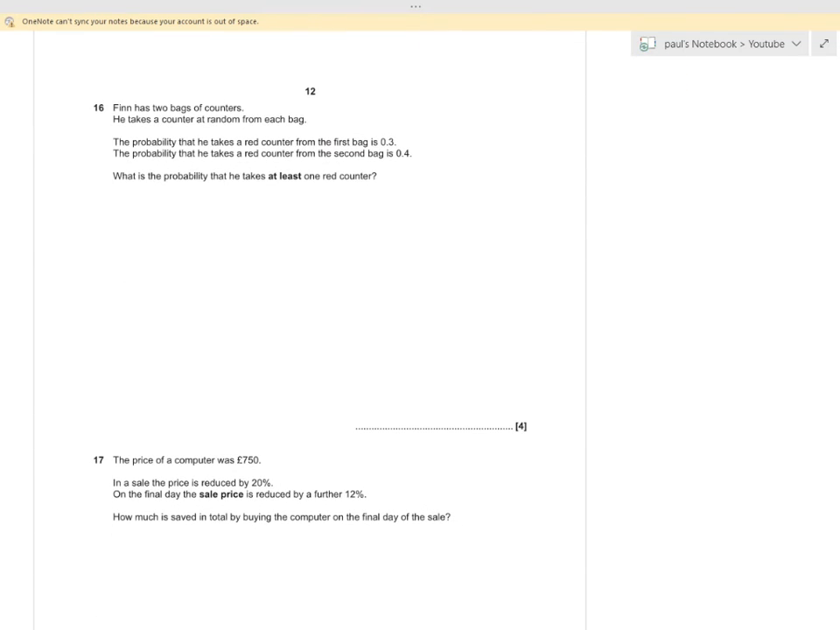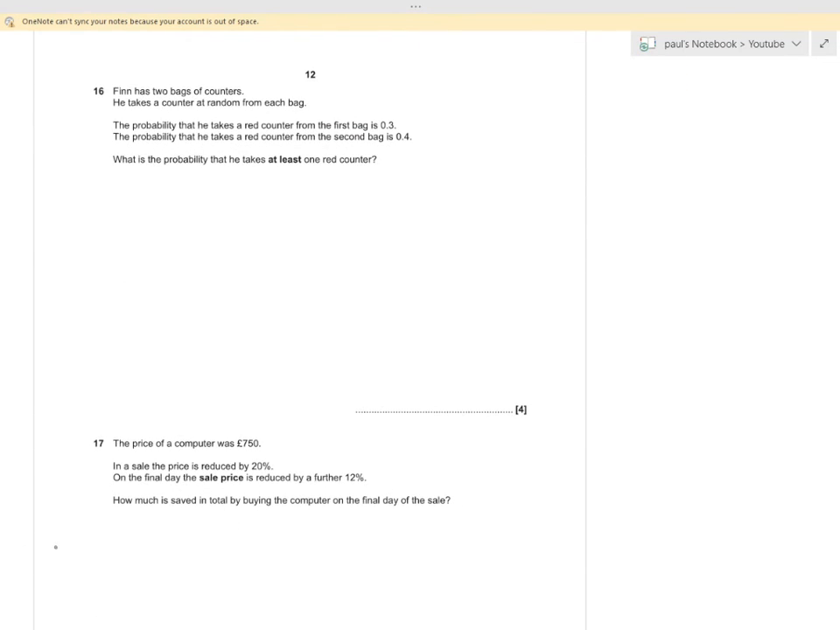Right, what's Finn up to? Finn is on this question. He's got some bags of counters. He takes a counter at random from each bag. The probability he takes a red counter from the first bag is 0.3. The probability he takes a red counter from the second is 0.4. What's the probability he takes at least one red counter?